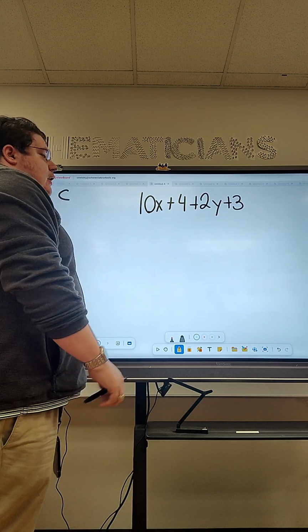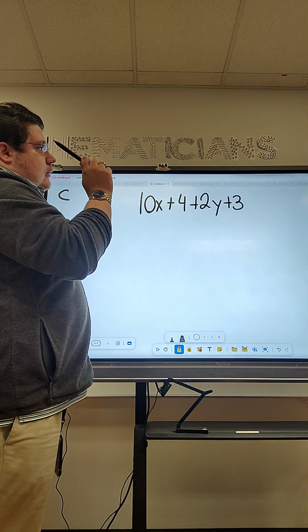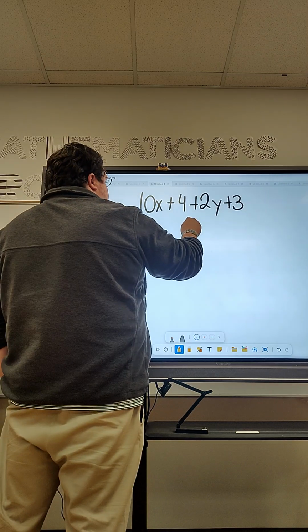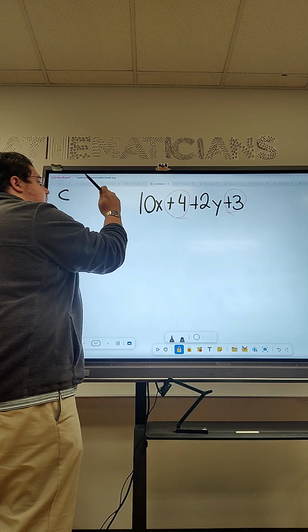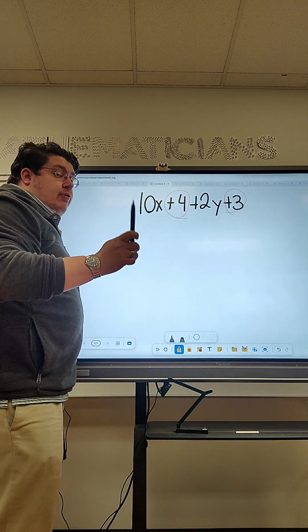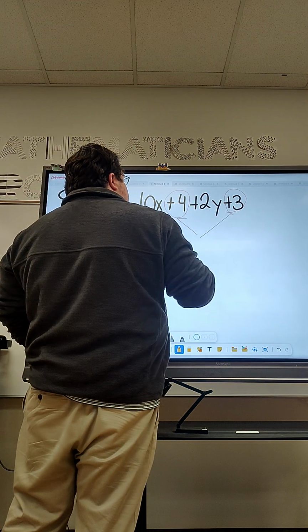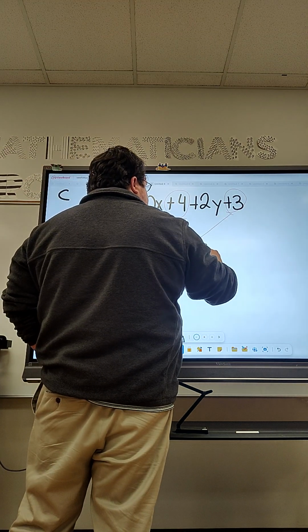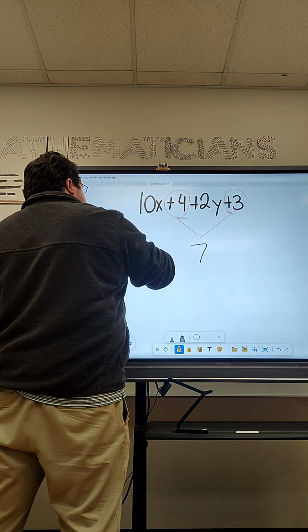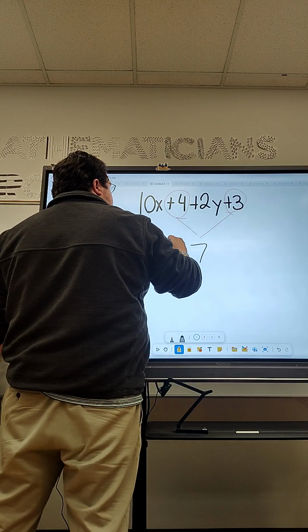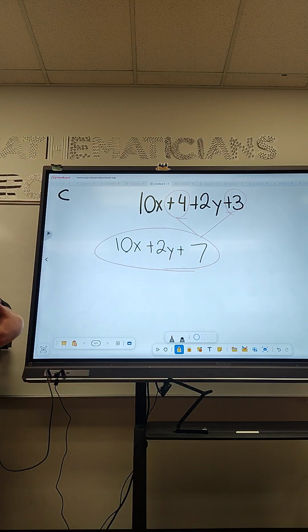For this one, we have 10x plus 4 plus 2y plus 3. Now we can only combine the 4 and the 3. Right? I cannot combine the 10x and the 2y. They both do have variables, but they do not have the same variable. Right? So when I combine these, I will have just 7, right? 4 plus 3 is 7. And everything else I can just rewrite: 10x plus 2y plus 7. There we go. That's simplified, just by combining like terms.